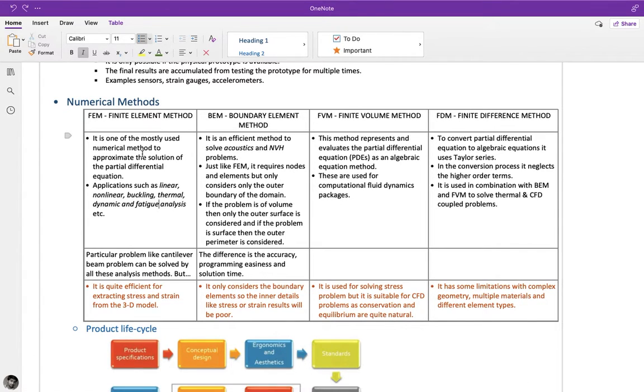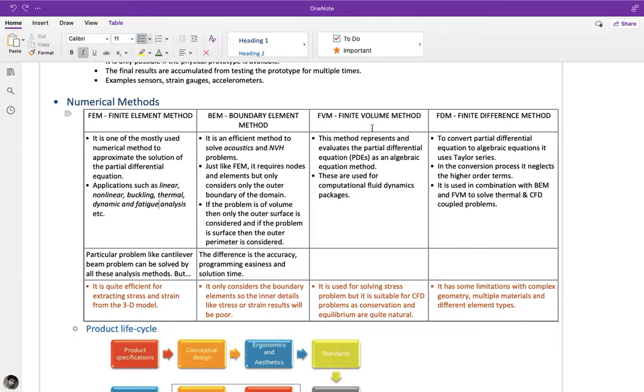FEM is basically the most used method for solving large physical problems. It is basically an approximation of the solution of partial differential equations. The applications are linear, nonlinear, buckling, thermodynamics, and fatigue analysis. BEM, the boundary element method, is an efficient method to solve acoustics and NVH, noise, vibration, harshness problems. Just like FEM, it requires nodes and elements, but it only considers those nodes and elements which are on the outer boundary of the domain. So if the problem is of a volume, then the outer surface is considered, and if the problem is of a surface, then the outer perimeter, the lines, are considered.